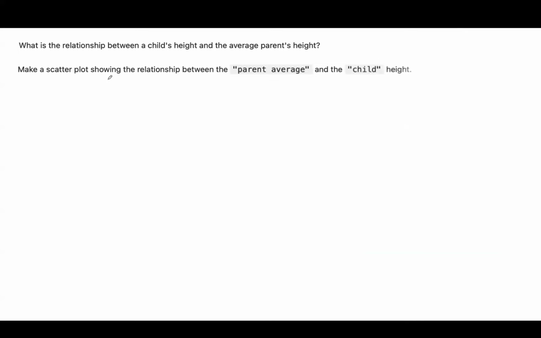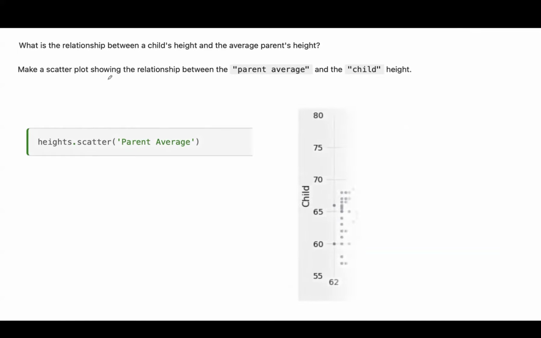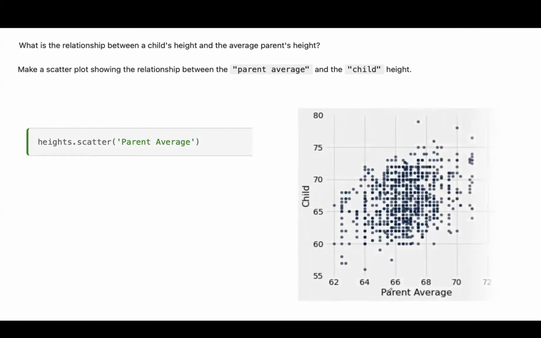The question is, what is the relationship between a child's height and the average parents' height? Let us make a scatter plot and see how we can relate these two variables. In the scatter plot, on the horizontal axis, we have the parent average height, and on the vertical axis, the child's height. This is our scatter plot. So it seems like we can fit an increasing line, and we see a correlation between x and y. Later on, we're going to calculate the correlation coefficient and the coefficient of determination to have a better analysis of this data.